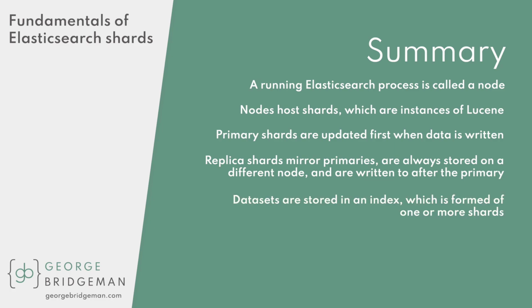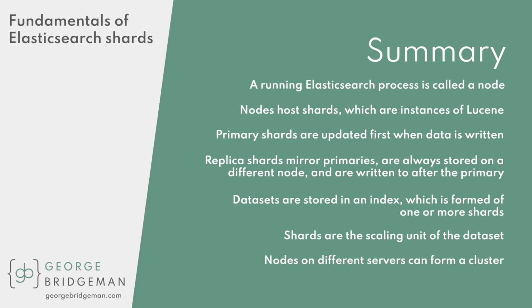A dataset is stored in one or more shards which form an index. The number of shards in the index depends on many factors and there's no catch-all correct answer. The main purpose of the shard is to allow the index to scale. Nodes running on separate servers can be configured to create a cluster. Shards can be distributed across nodes in a cluster to provide fault tolerance. Every shard will occupy system resources, no matter how much work it's doing or how many documents it contains.